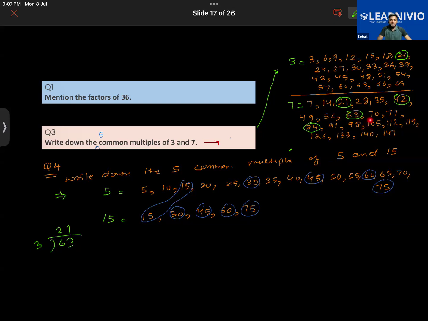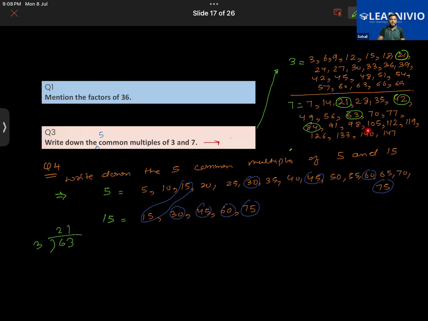So far we had 4 common multiples. Then what about the number 91? Simply add 9 and 1. Is it divisible by 3 then? No, 10 is not divisible by 3. Okay, what about 98? The sum of 9 and 8 is 17, and 17 is not divisible by 3.